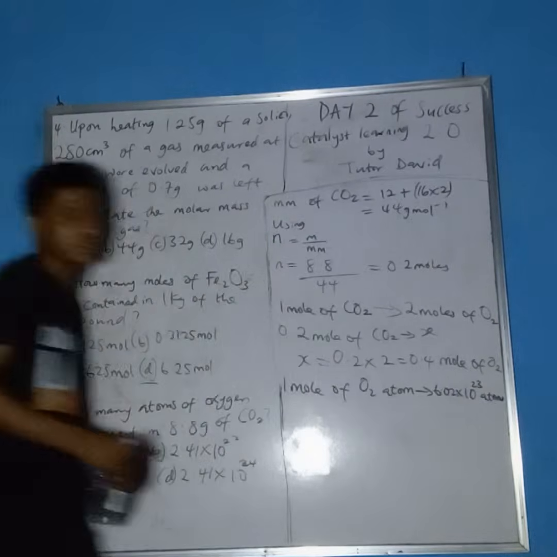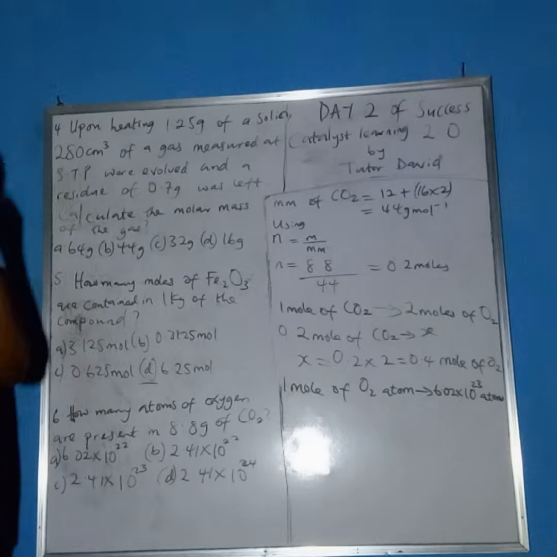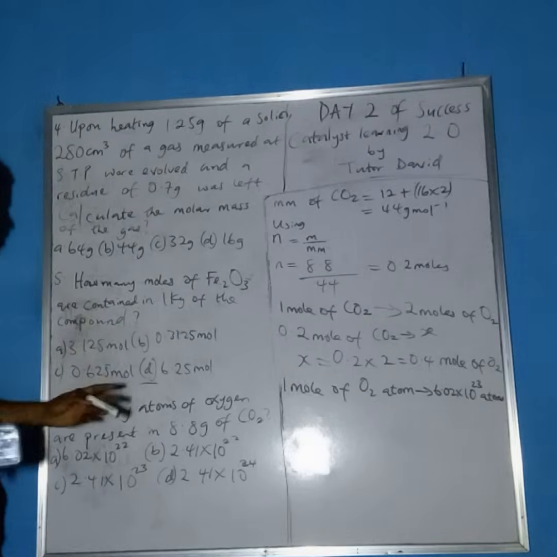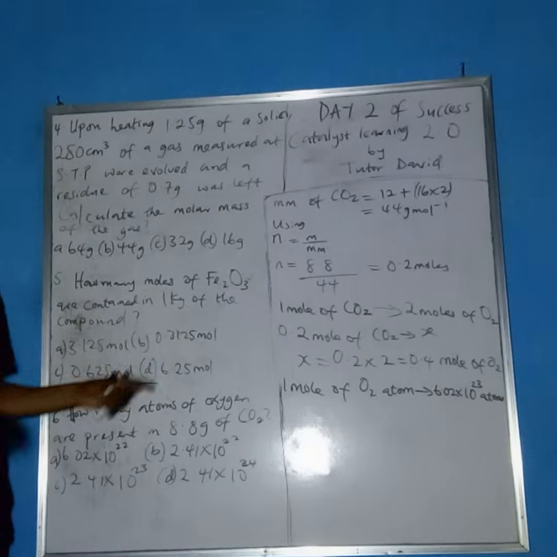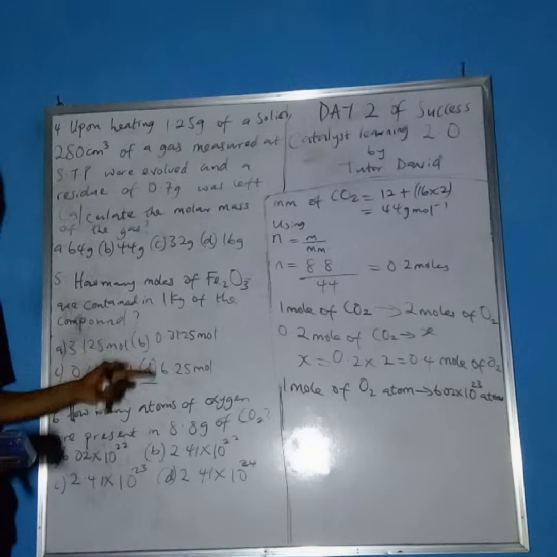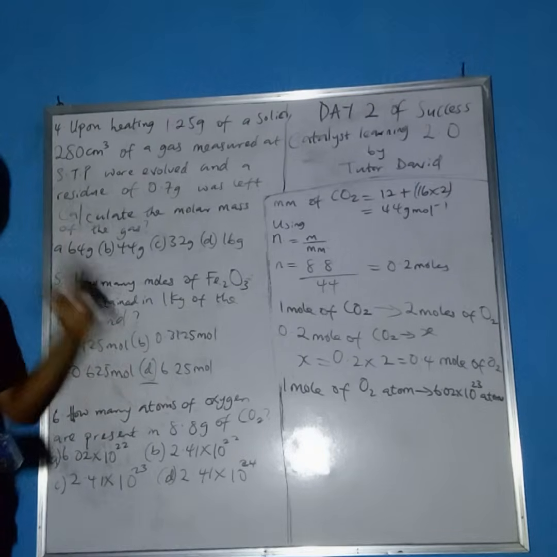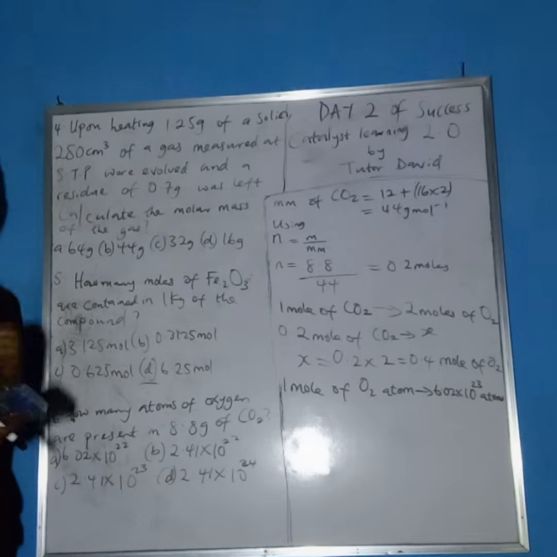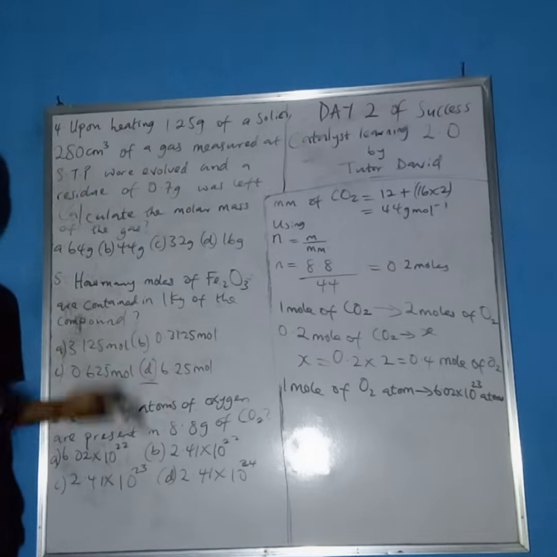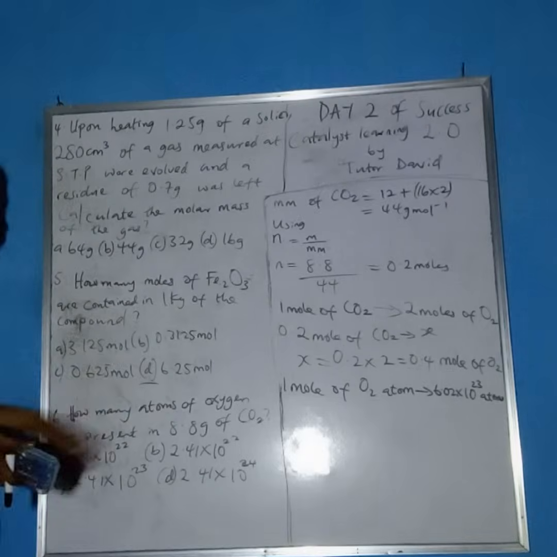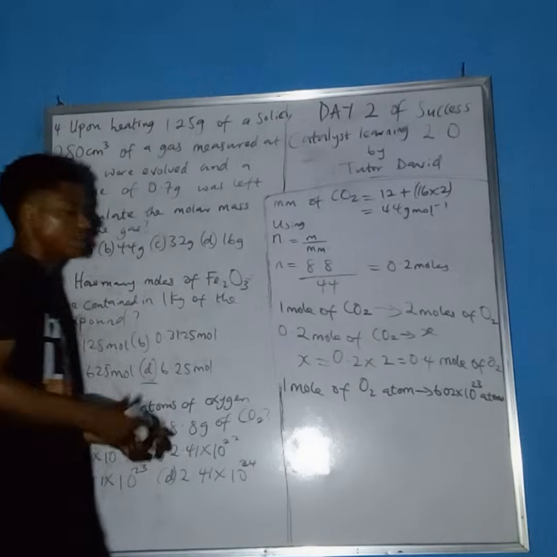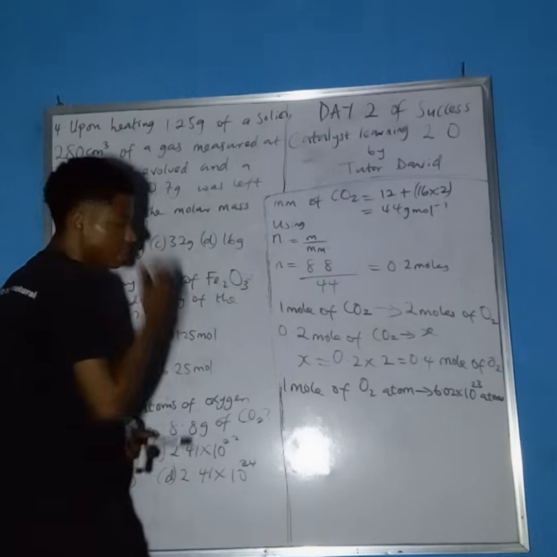You know why I'm using this? Because the relationship you can use to calculate the number of atoms is Avogadro's number. Avogadro stated that every mole of a substance has 6.022 times 10 to the power 23 atoms. So one mole of oxygen atom can give us 6.02 times 10 to the power 23 atoms.